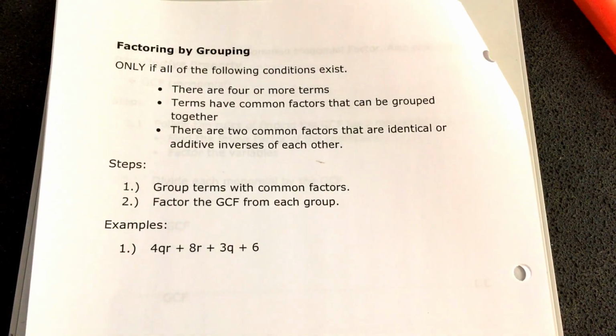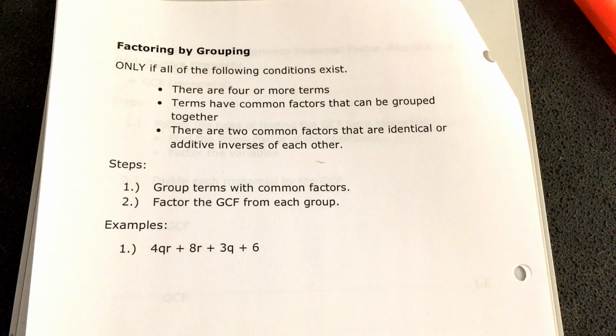Today we're going to talk about factoring by grouping. Now you're only going to do factor by grouping if the following exists: there are 4 or more terms, the terms have common factors that can be grouped together, and there are 2 common factors that are identical or the additive inverse of each other. The additive inverse, y'all, is just like the opposite signs, which we'll get to in just a second.